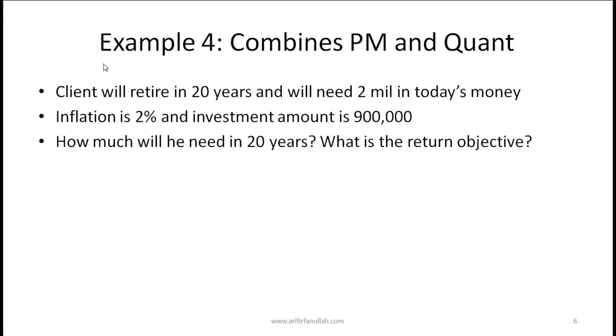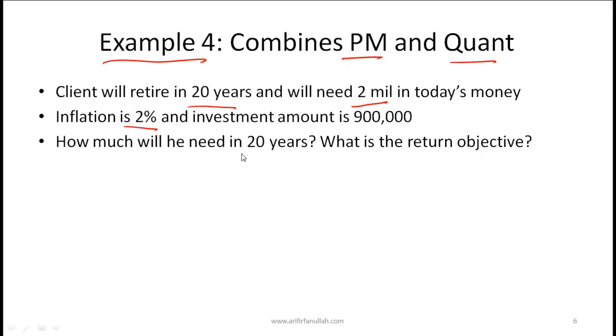I would strongly advise you to do example 4 from the curriculum, which combines concepts of portfolio management and quantitative methods. This material is new in the level 1 curriculum and hence probably will be tested. When you look at that example, it's pretty straightforward. There is a client who will retire in 20 years. He will need 2 million in today's money. What this means is that the amount he needs to retire is 2 million given today's cost of living. The problem then goes on to state that inflation is 2% and the amount he can invest today is 900,000 and that he will not be able to invest any more money.